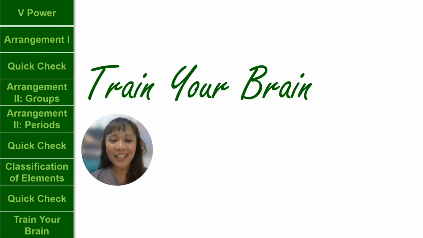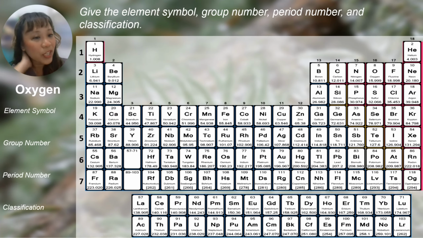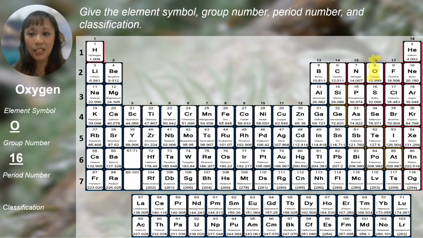Heads up, in the next slides, you're going to practice with me how to identify the element symbol, group number, period number, and classification. Let's start. Let us find oxygen to give the correct answers. So oxygen is found here. The element symbol is O. Then the group number is 16 because this is 16 here. Period number is found here. So the answer is 2. And then classification, since it's found in this side, it is a nonmetal.